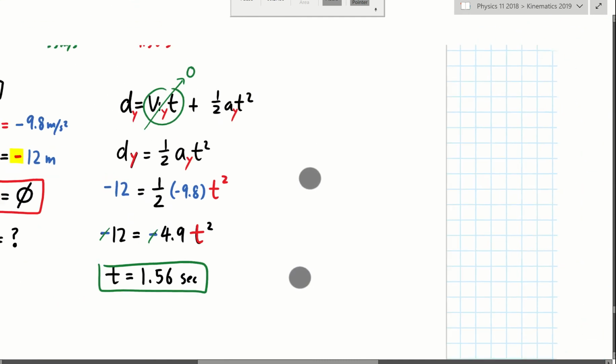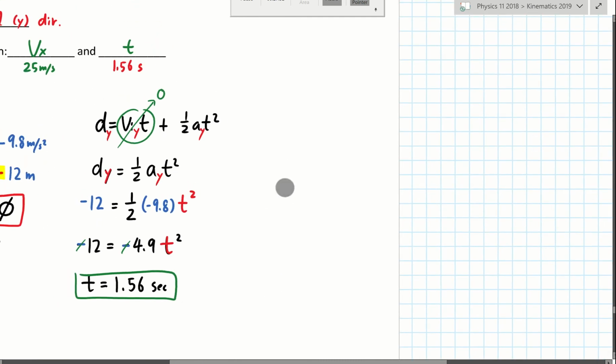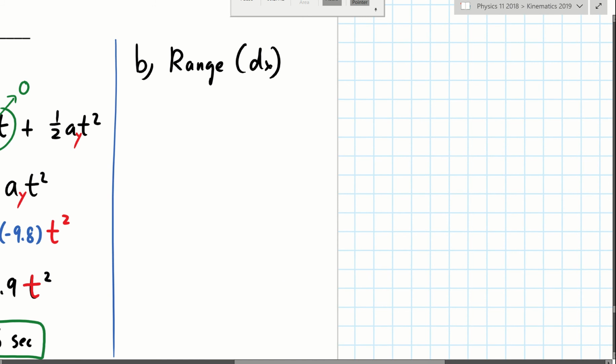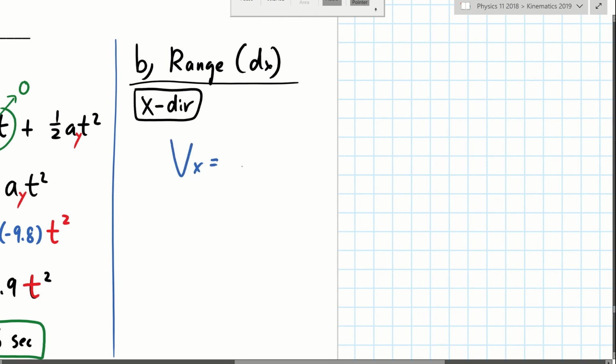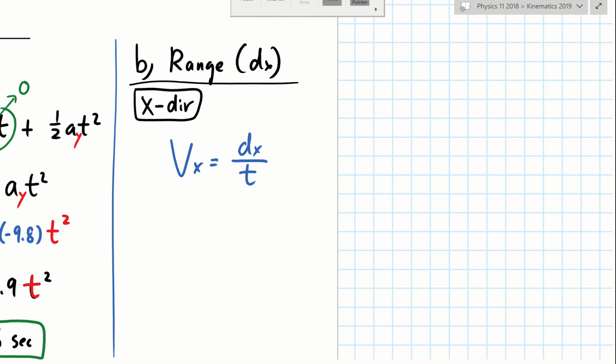So now we get the range, which is an easy thing. So B, what is your range? Horizontal distance, dx. Now we're in the x world. Okay, x world. So the horizontal world. Now in the horizontal world, only one equation survives. This one. And we have both of the numbers.